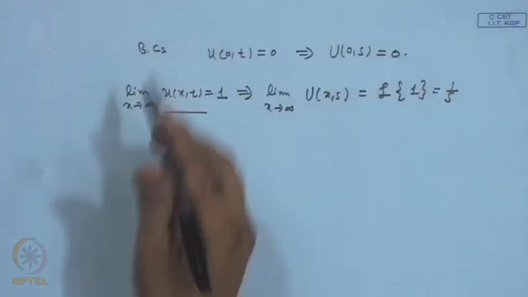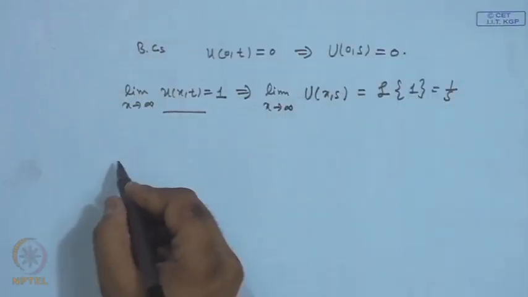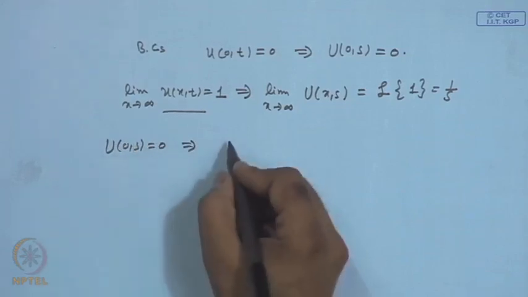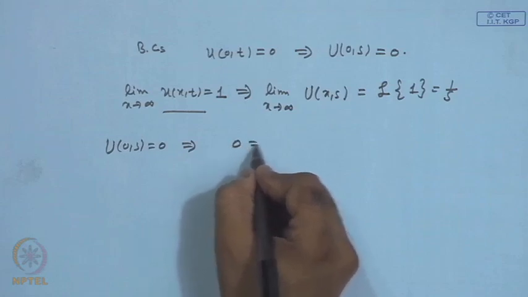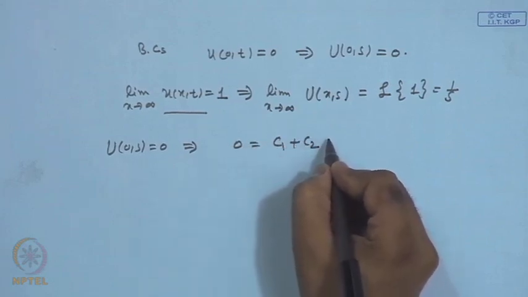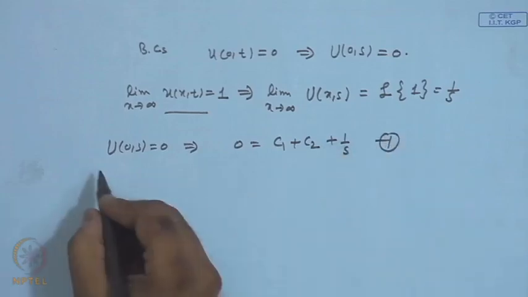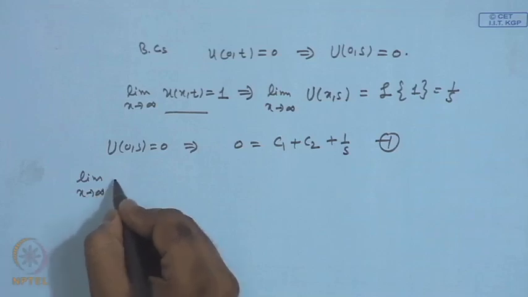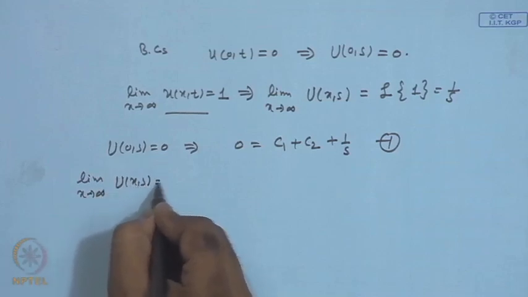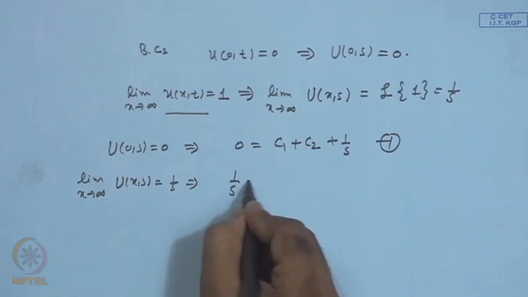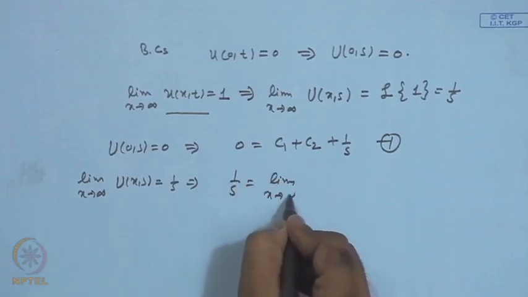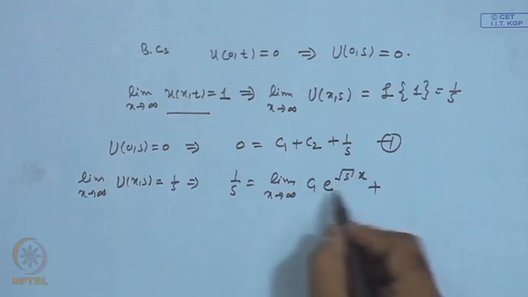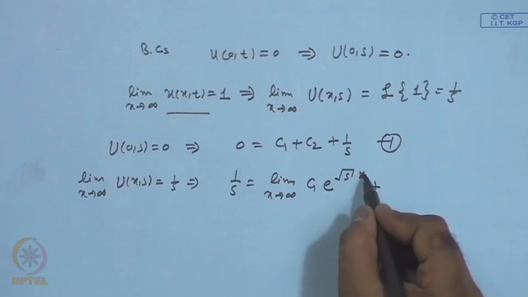the conditions to get the constants. With the first condition, which is u(0,s) equal to 0, we get 0 is equal to c1 plus c2 plus 1 over s. So, this is one equation. When we use the second one, the limit as x approaches infinity of u(x,s) is 1 over s, this gives us 1 over s, and the limit as x approaches infinity, the first term is c1 e^(square root s x) plus the second term c2 e^(minus square root s x).